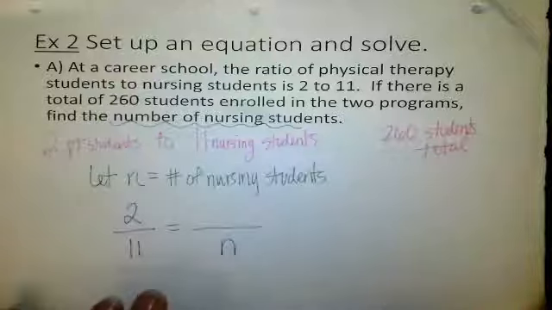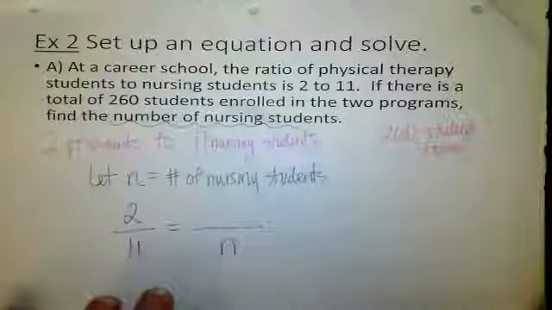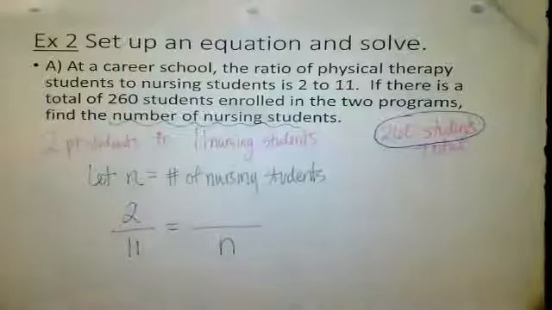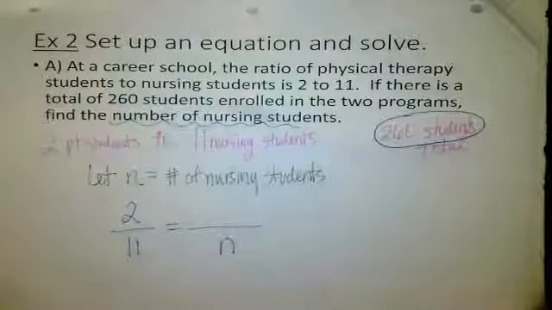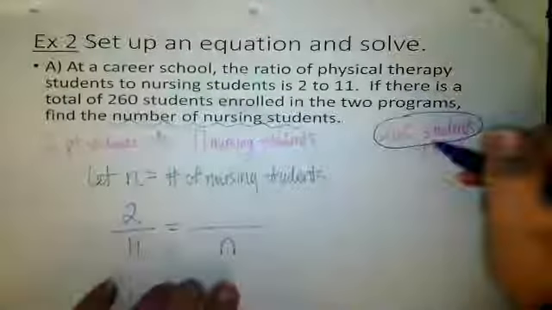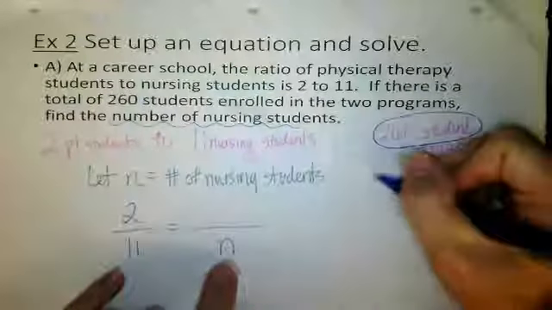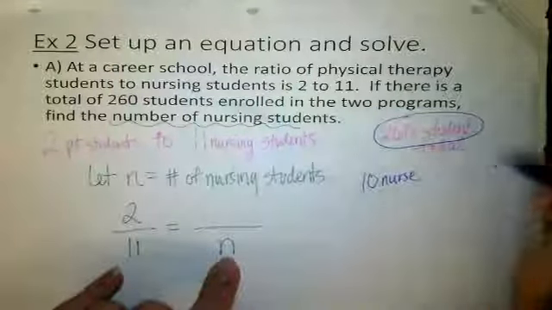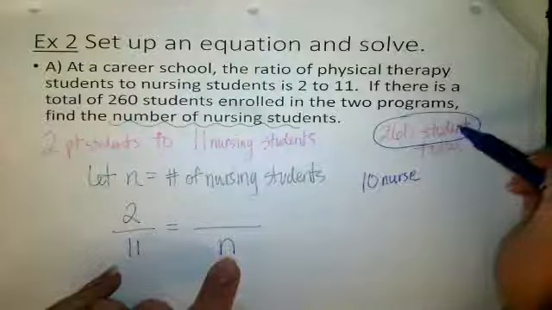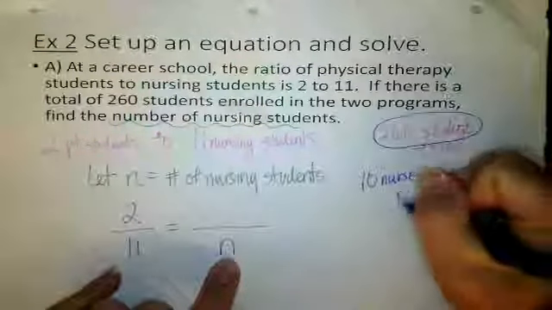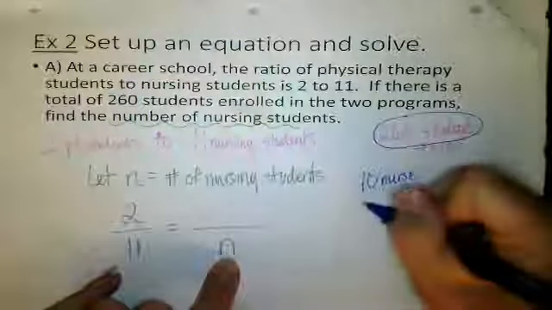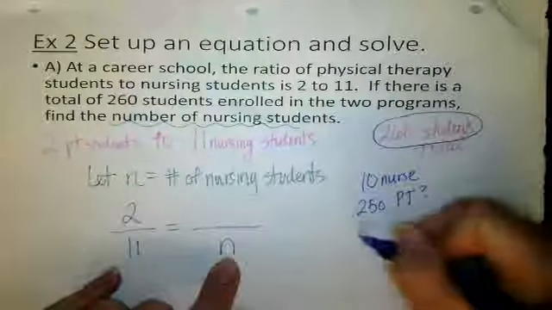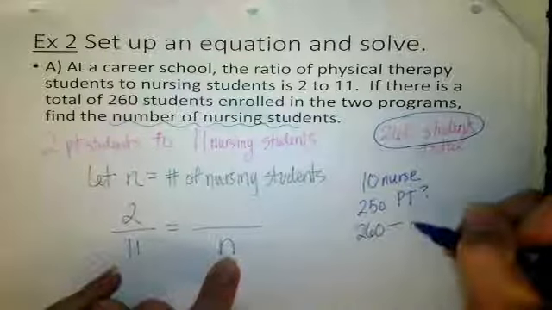Oh, you're really on the right track, I think. Let me point out that there's 260 students total. 260 minus n. Very good. Let me do this logically for you. If there are 10 nursing students, and we know that there are 260 students total, how many are physical therapy students? How'd you get 250? You subtracted 10 from 260, so you did 260 minus 10.